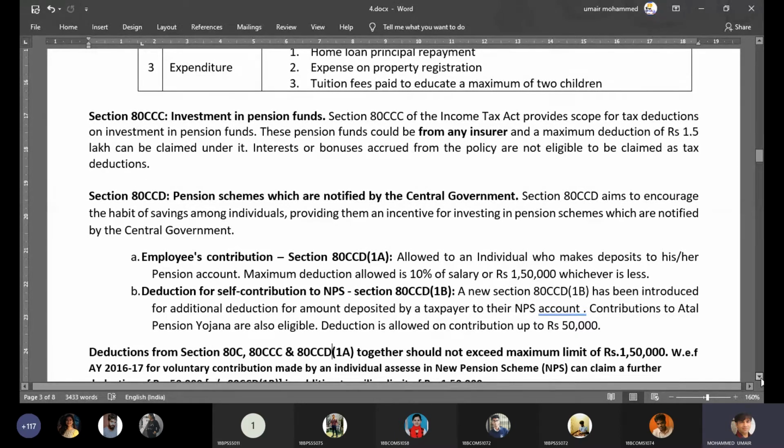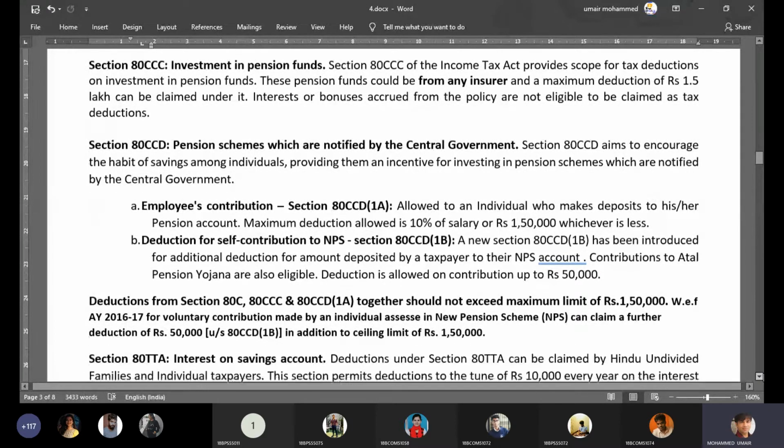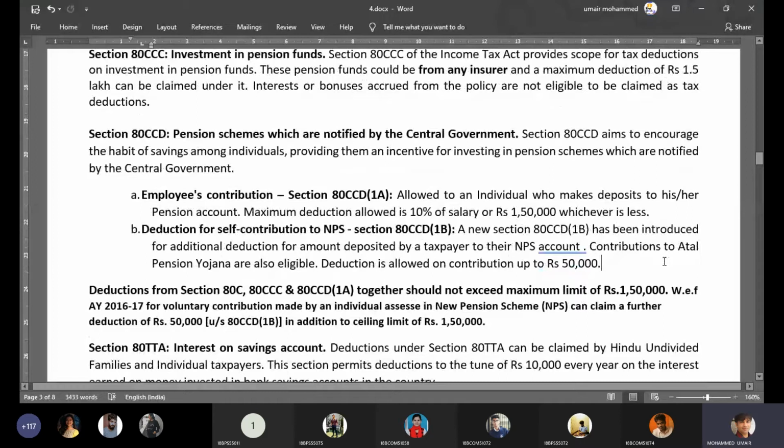But 80CCD1B offers you an additional deduction of 50,000. So the total deduction from all these sections, 80C, 80CCC and 80CCD1A, is 1,50,000, plus an additional deduction of 50,000 if you're making a self-contribution towards the National Pension Scheme or Atal Pension Yojana. So this will give you an additional deduction of 50,000 rupees. So this is about pension. Let me make it a little more clear.